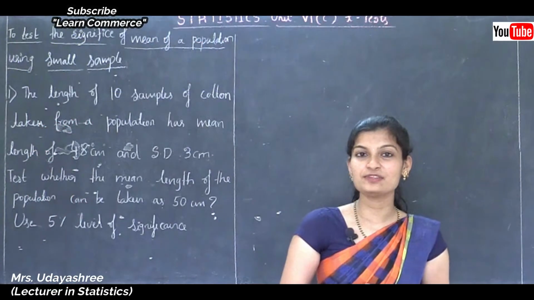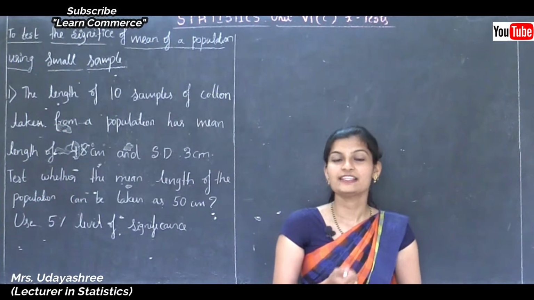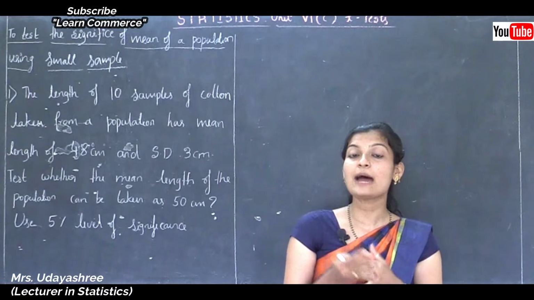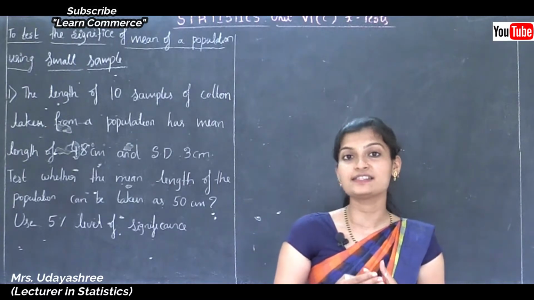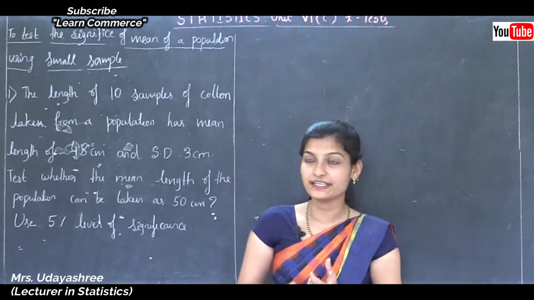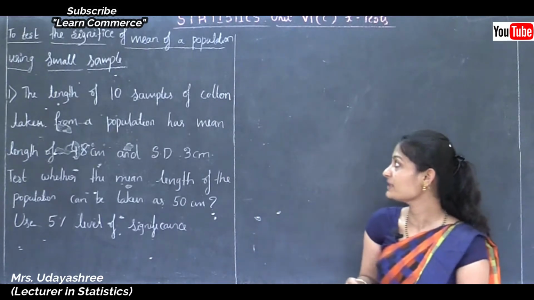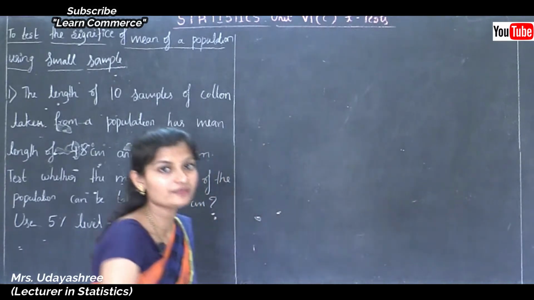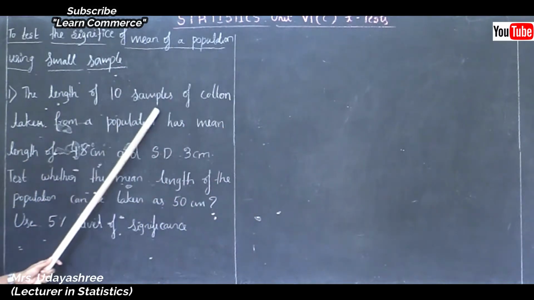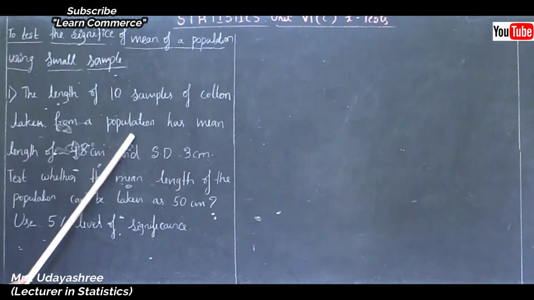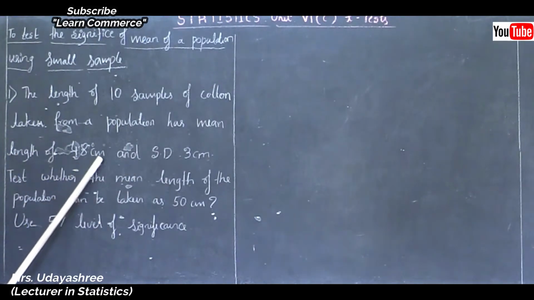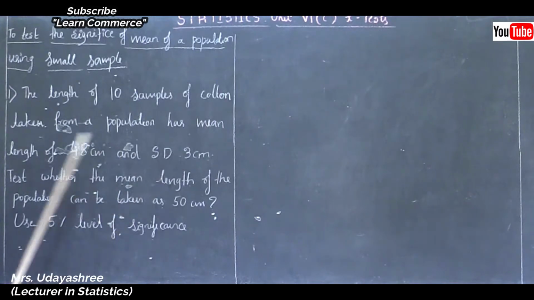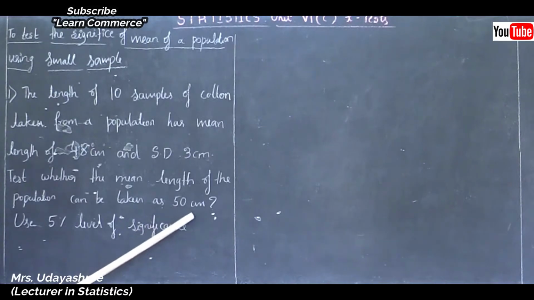Hello everyone, welcome to second PUC Statistics online classes. In the previous class we had discussed the applications of the t-test. Let us discuss the first application of the t-test, that is to test the significance of the mean of a population using a small sample. In the first problem, the length of 10 samples of cotton taken from a population has mean length of 48 cm and standard deviation 3 cm. Test whether the mean length of the population can be taken as 50 cm. Use 5% level of significance.